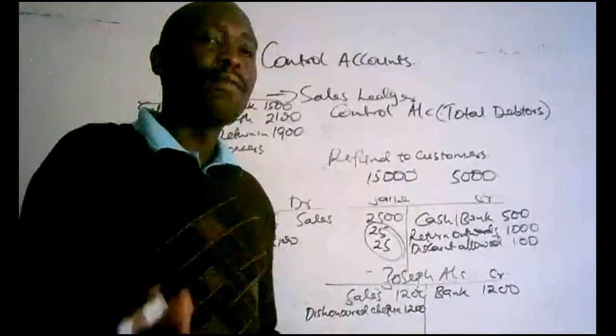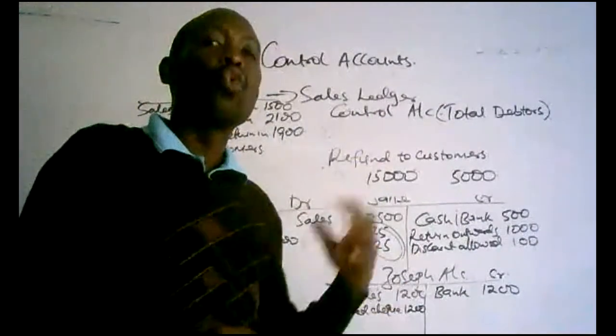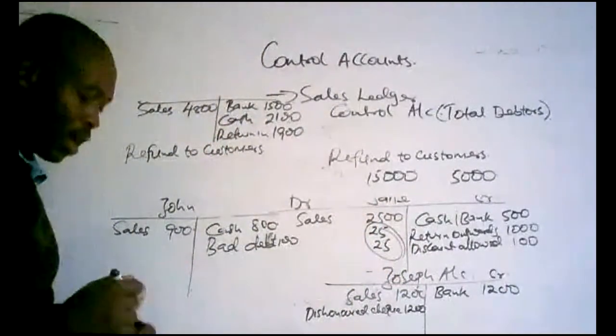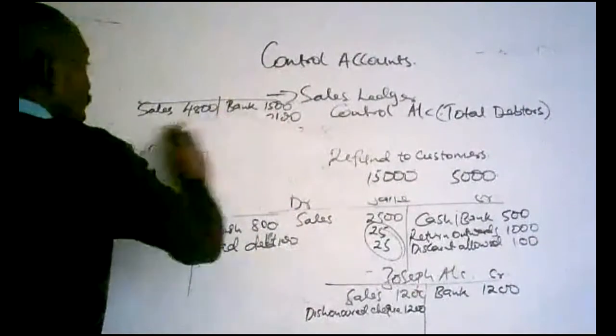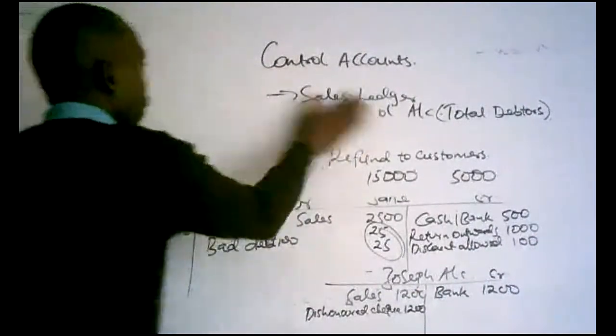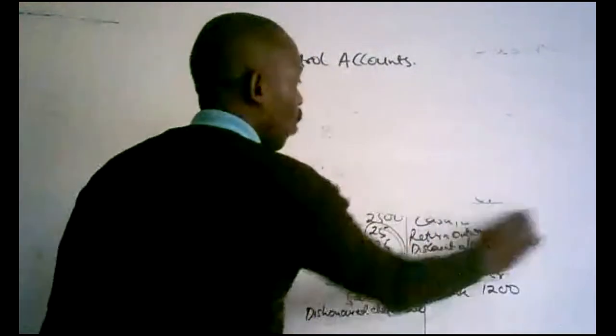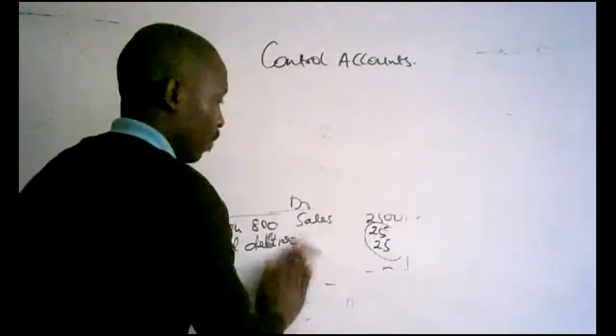So that refund is going to make the total amount of money that you expect from the debtors go up. And that's why the refund is going to appear on the debit side of the control account. So I would prefer to give you now a summary of how the sales ledger control account is going to look like.